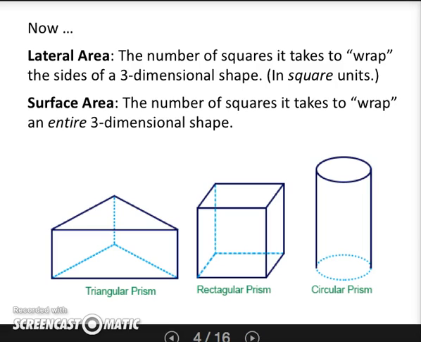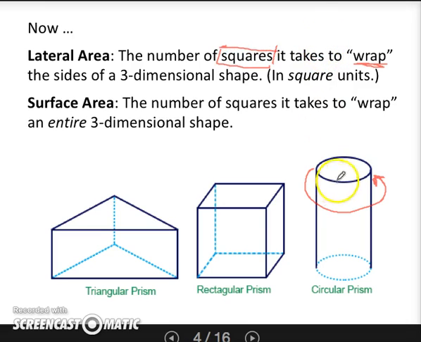Now, here are some new terms for you, some new definitions. The lateral area of a three-dimensional shape is the number of squares it takes to wrap the sides of a three-dimensional shape. Let's break that down for a minute. We're thinking about wrapping something, like as if you're wrapping a package. So if we were to wrap a label around this cylinder, if this was a can of soup, then how big would the label have to be? Well, we would measure the label in square units because area is measured in square units.